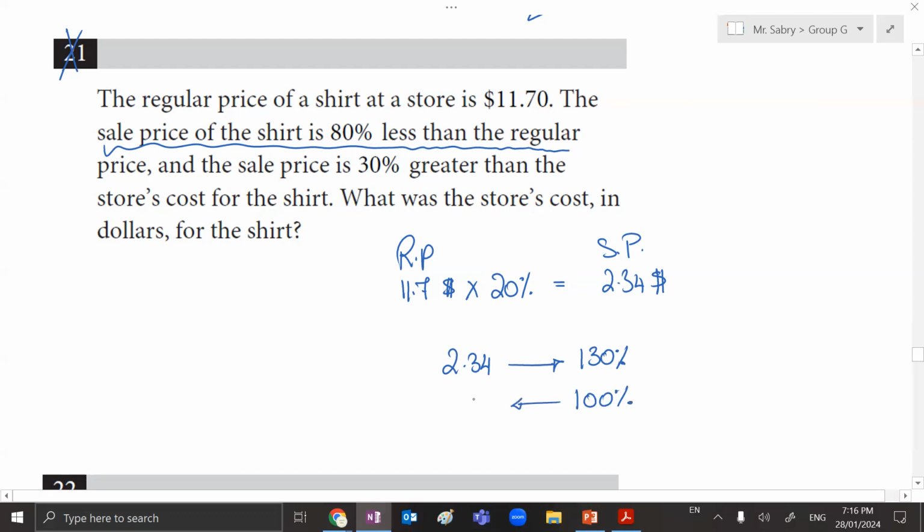So I'll do a cross multiplication in order to find what was the amount of the dollars missing. So I'll do 2.34 multiplied by 100 and then divided by 130. 2.34 times 100 divided by 130, and that is 1.8. So the cost of the shirt is 1.8. When they added عليها 30% بقت 2.34. When they كمان added عليها 80% بقت the regular price. Does this make sense?